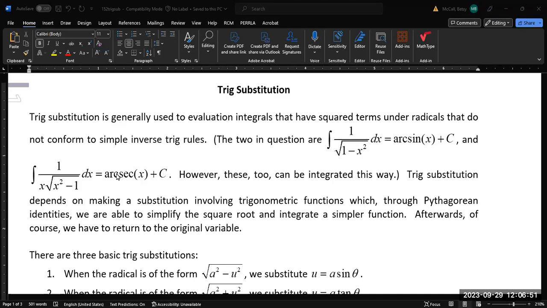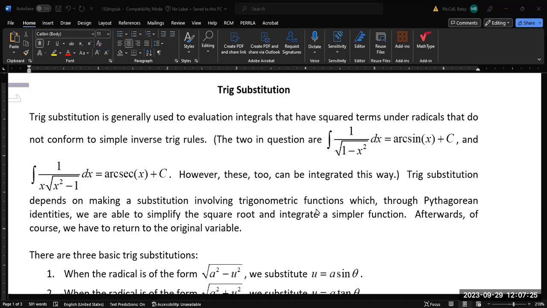And arc secant, the derivative is 1 over x times the square root of x squared minus 1. That sequencing, x squared minus 1, not the reverse, is what's going to remind me that this is a secant substitution. And then the derivative of arc tangent is 1 over 1 plus x squared with no radical. But that sum of squares in the denominator is what's again reminding me that if I see that sum of squares under a radical, that's a tangent substitution.